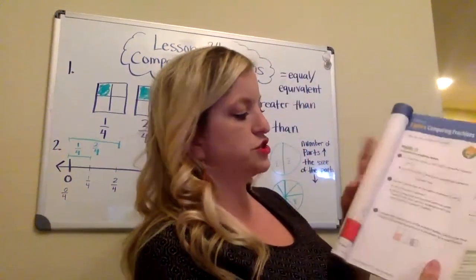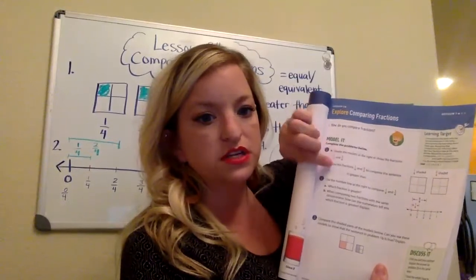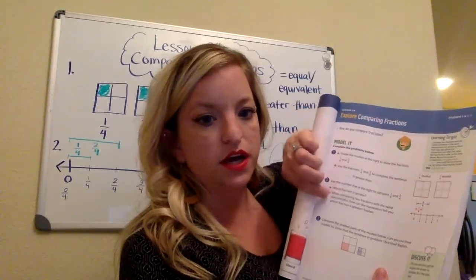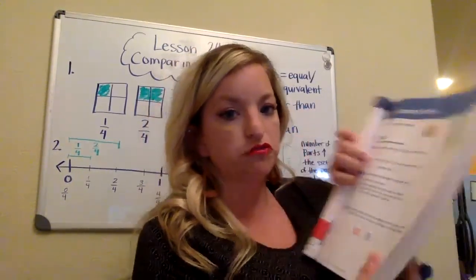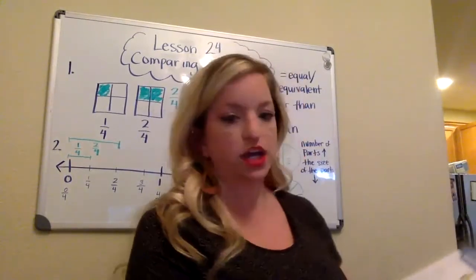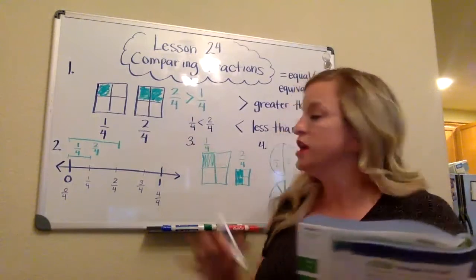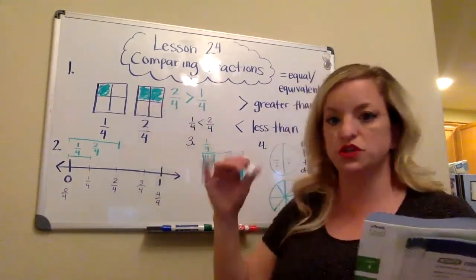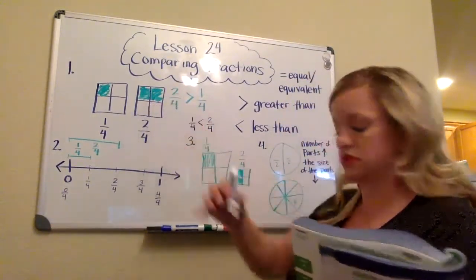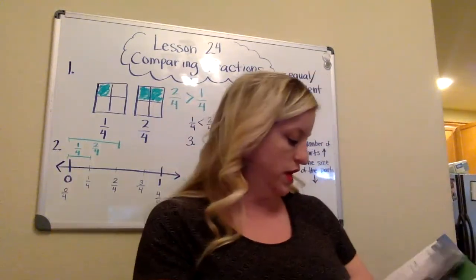Then for letter B, actually let me back up. 2A, it says which fraction is greater. Both of these, 1B and 2A, are looking for fractions. You can't just say, oh, the 2 is bigger. Well, it's not 2. It's 2/4. So you need to write this whole fraction, 2/4 for 2A.